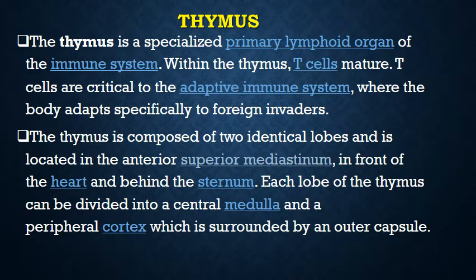Thymus. Now we are coming to a new topic and a new gland and organ, which is a specialized primary lymphoid organ of the immune system. Within it, T cells mature, and T cells are critical to the adaptive immune system, where the body adapts specifically to foreign invaders. The thymus is composed of two identical lobes located in the anterior superior mediastinum, in front of the heart and behind the sternum.